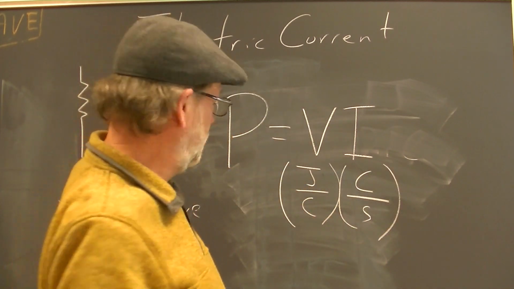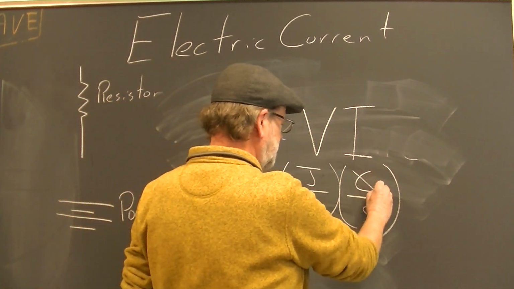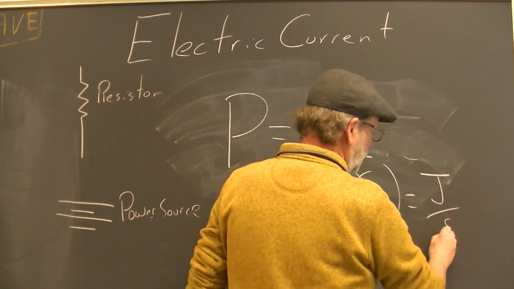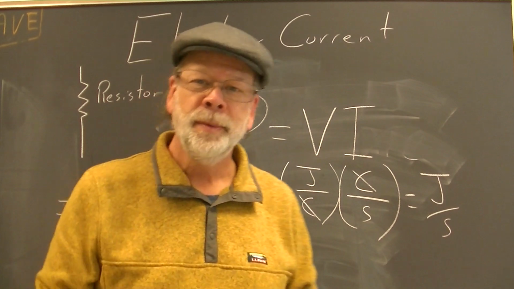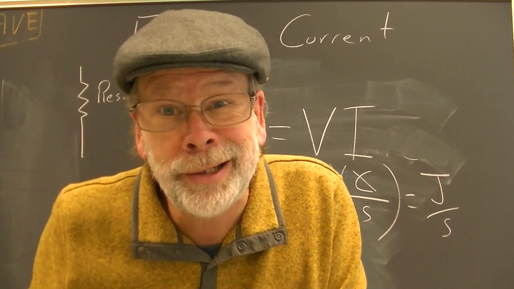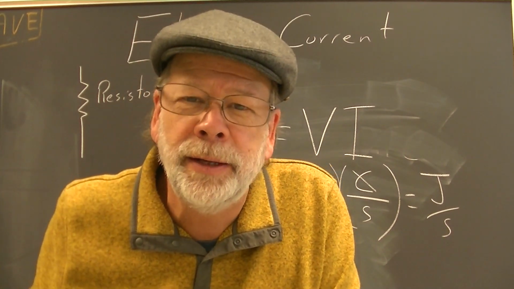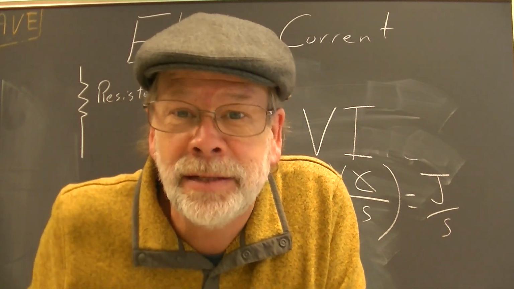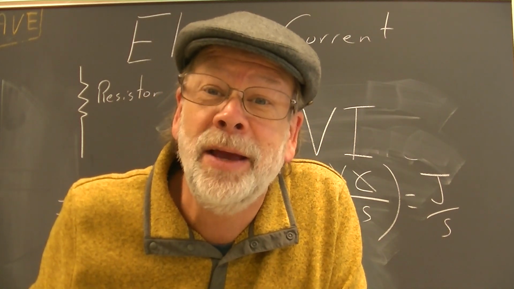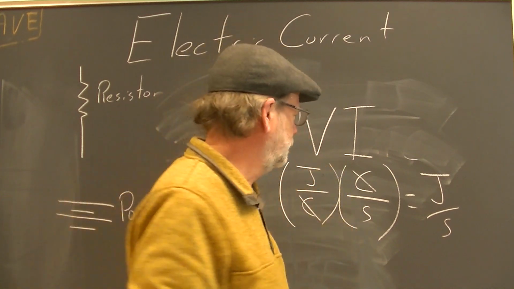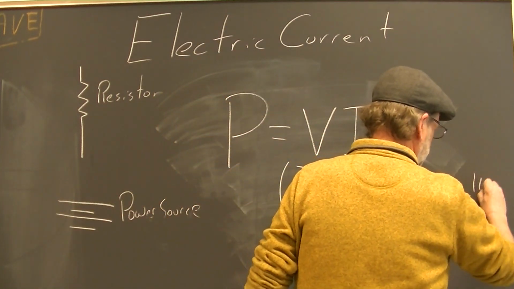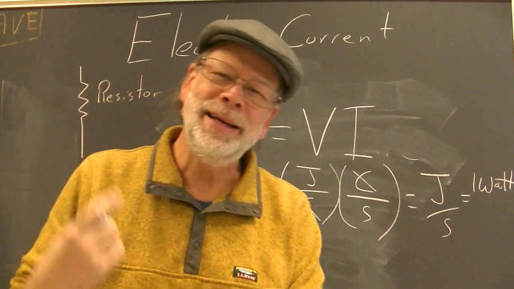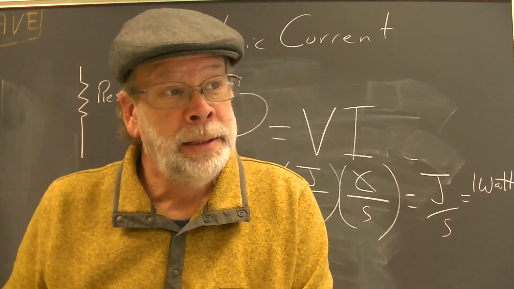You see what happens here? The coulombs cancel, and I end up with a joule per second. Back to the physics joke. Watt is a joule per second. Remember, the proper answer to this is yes. A joule per second is a watt. One joule per 1 second is 1 watt.